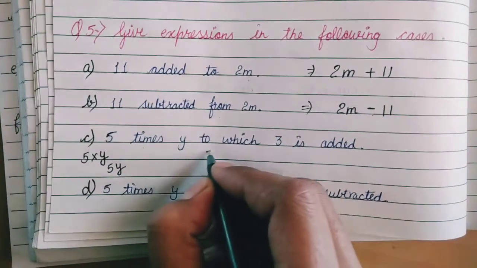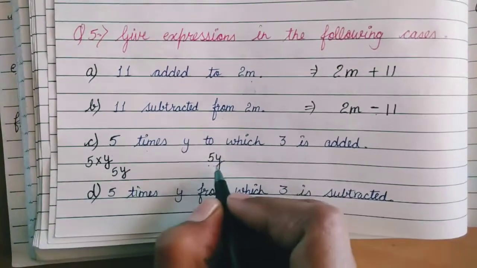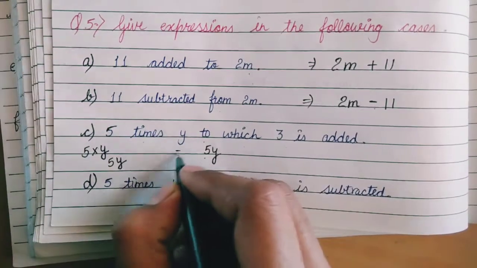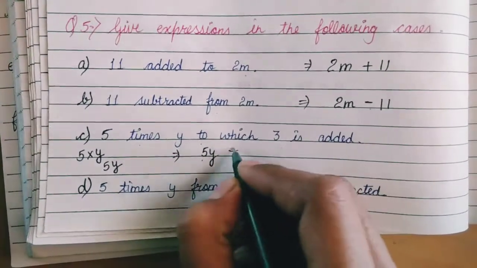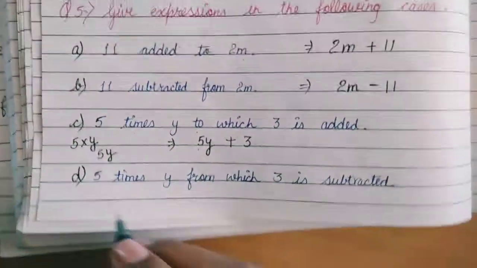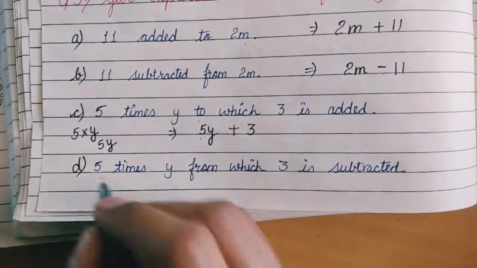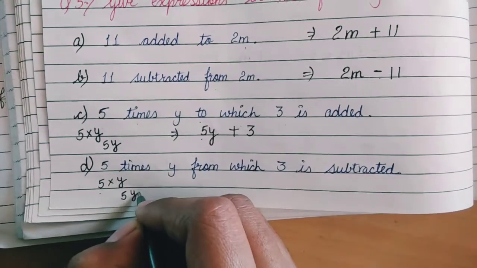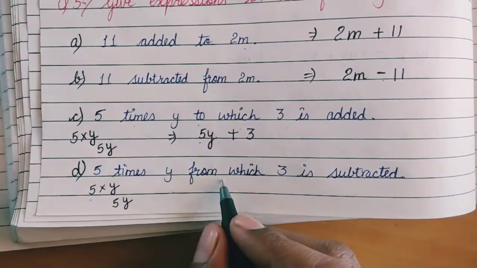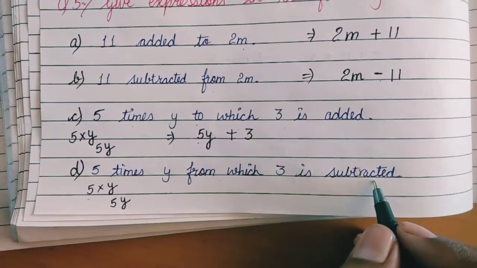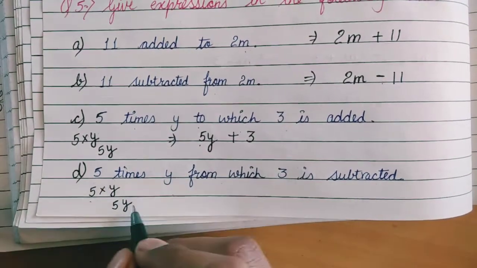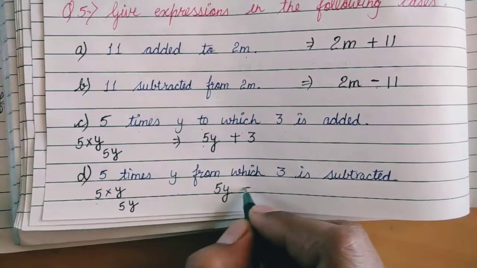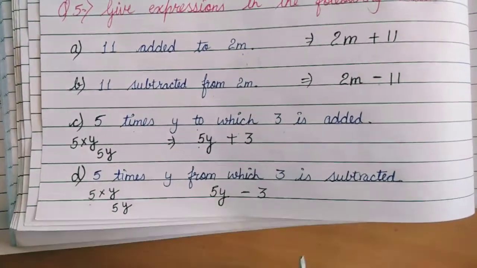Okay, it means 5y, 5 times y, to which 3 is added. It means in the 5y, 3 will add. Then 5 times y, 5 into y is 5y, from which 3 is subtracted. So 5 times y, which is 5y, from it 3 is subtracted. So minus 3 will come here.